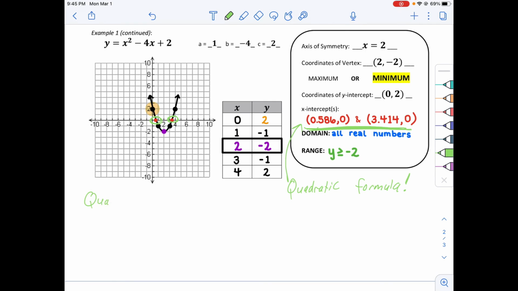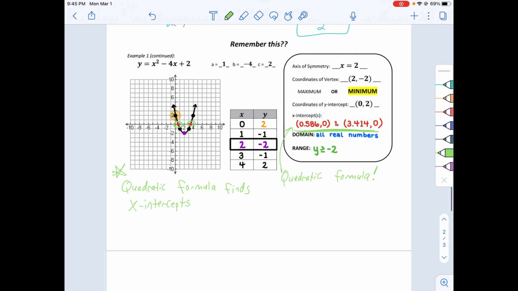So the quadratic formula finds x-intercepts. And that should be the big takeaway from today, that the quadratic formula finds the x-intercepts.